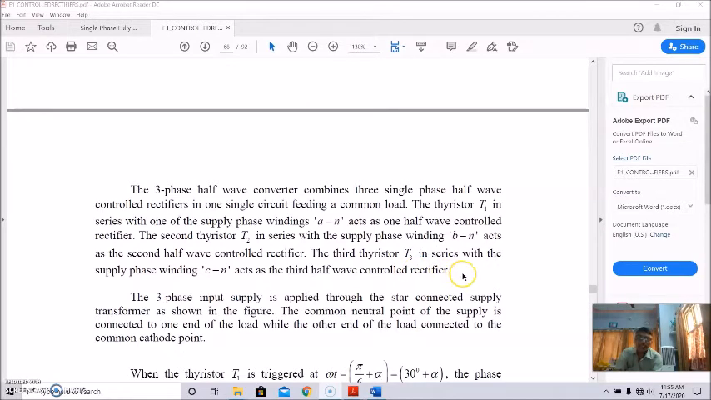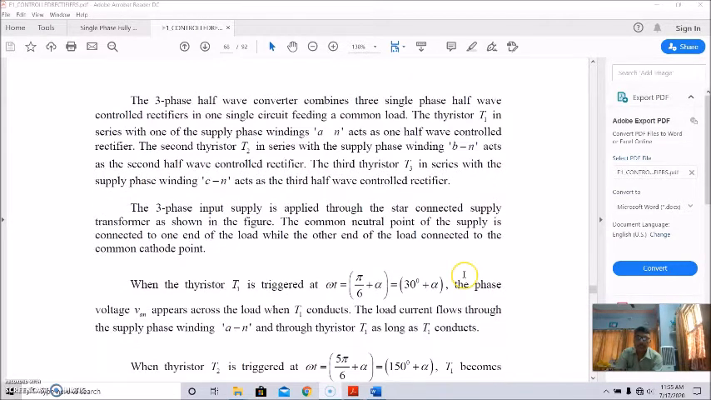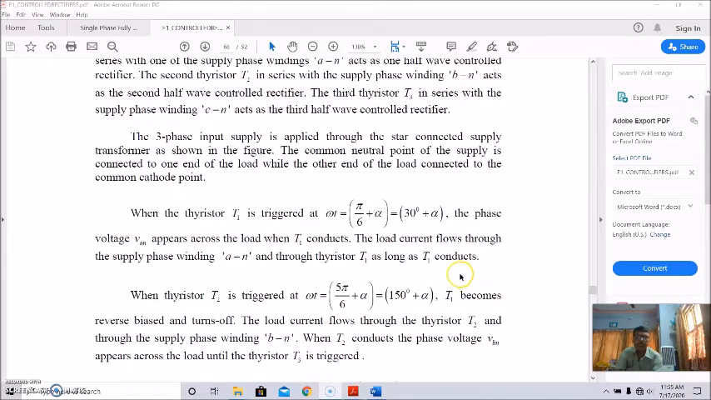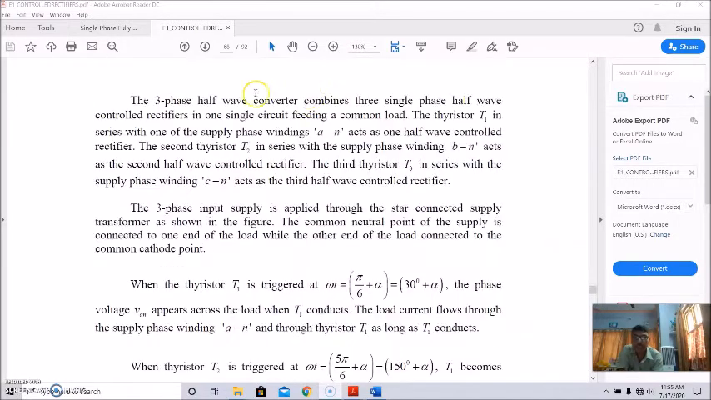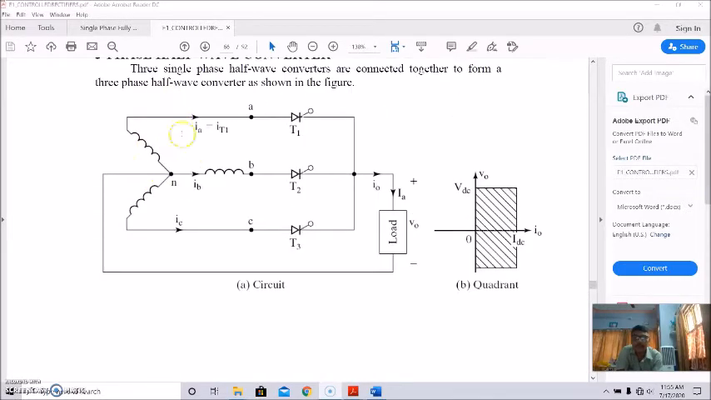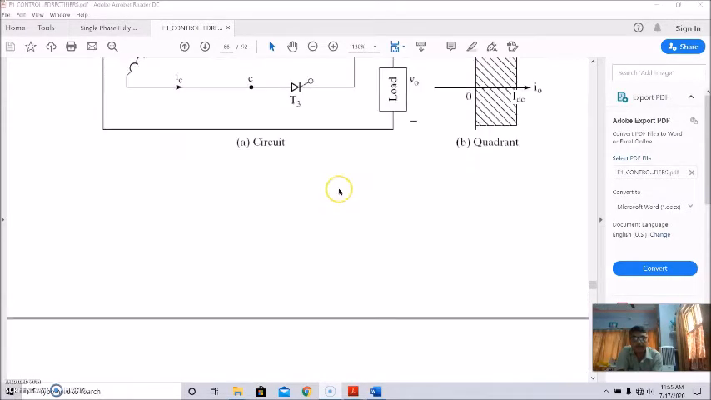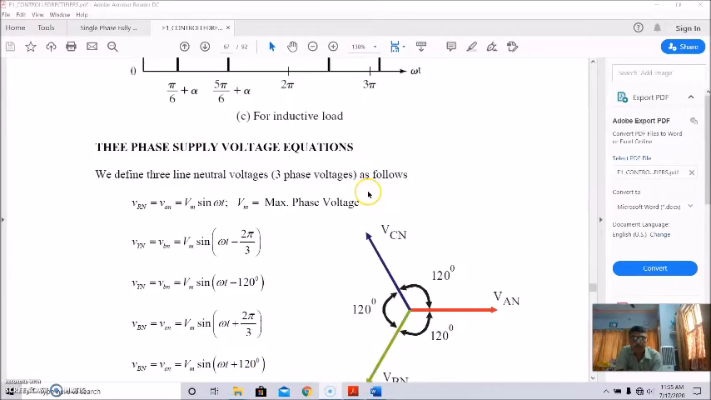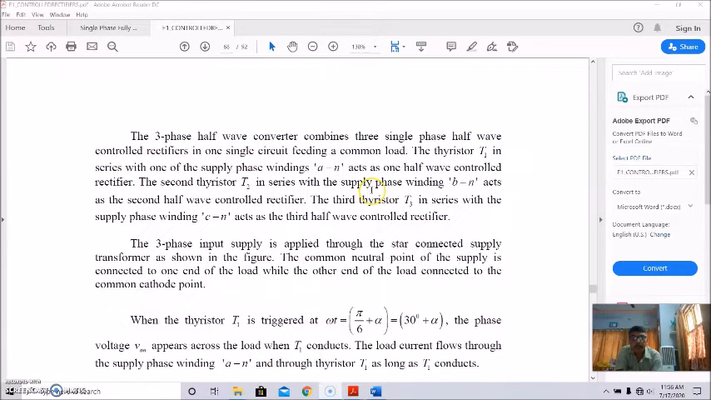So these are the half-wave controlled rectifiers, and this three-phase input supply is applied to the star connected supply transformer, which is also shown here. This is the star connected supply transformer. The common neutral point of the supply is connected to one end of the load, while the other end of the load is connected to the common cathode point.